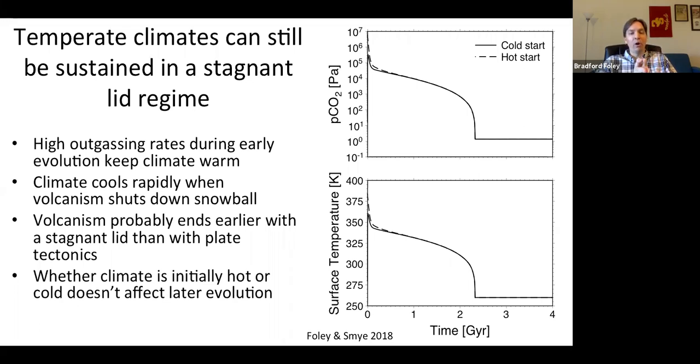As a stagnant lid planet evolves and cools off, its rates of volcanism and outgassing are going to go down. That's going to cause the CO2 in the atmosphere to drop, and the surface temperature as well. Eventually it falls off a cliff, and that's when the planet essentially becomes volcanically dead. It's going to cool off to the point where there's no more volcanism and outgassing, and this will probably plunge the planet into a frozen snowball state. This probably wouldn't happen for 2 billion years or more on an Earth-like planet. So if the early Earth was in a stagnant lid regime, there's plenty of time for it to transition to plate tectonics before getting stuck in this frozen state. But this might be important for exoplanets if they always stay in a stagnant lid regime.